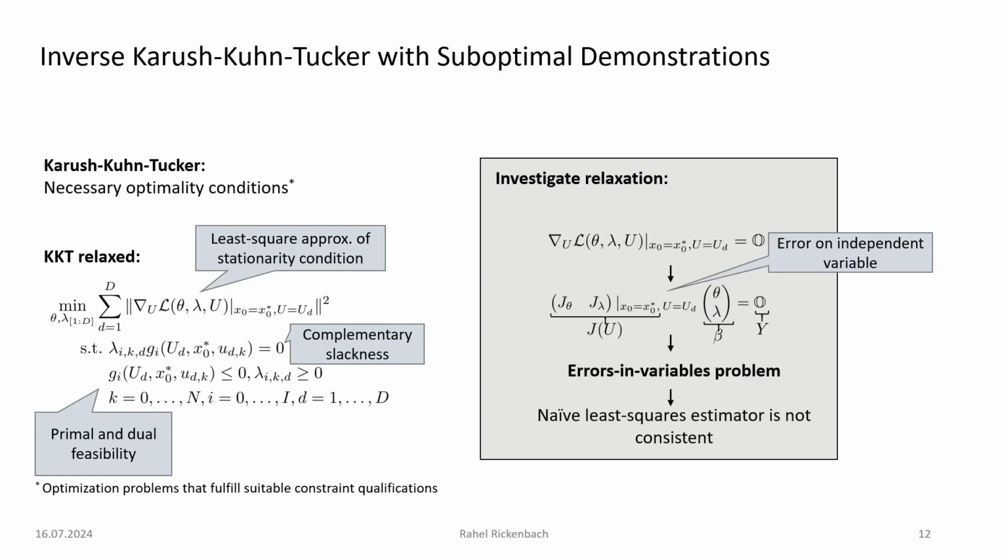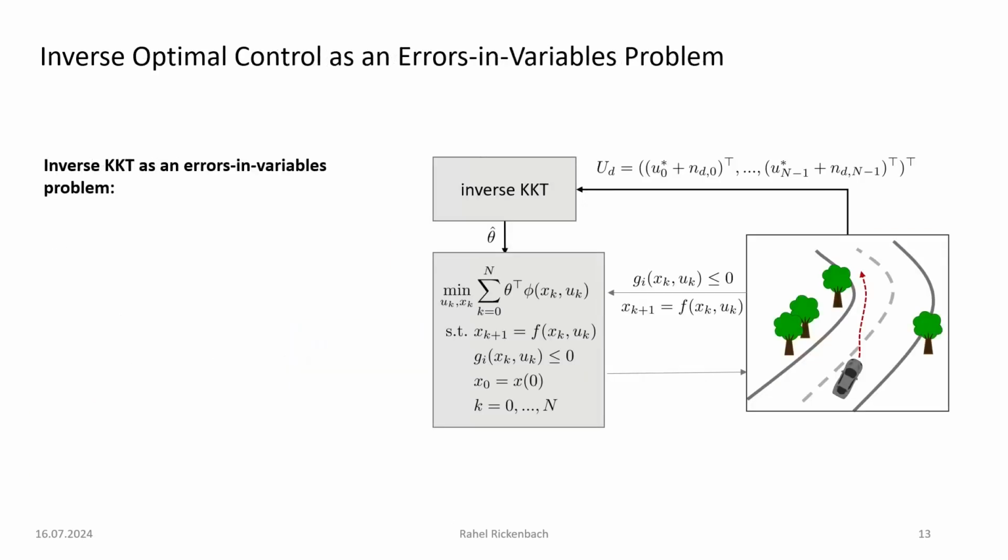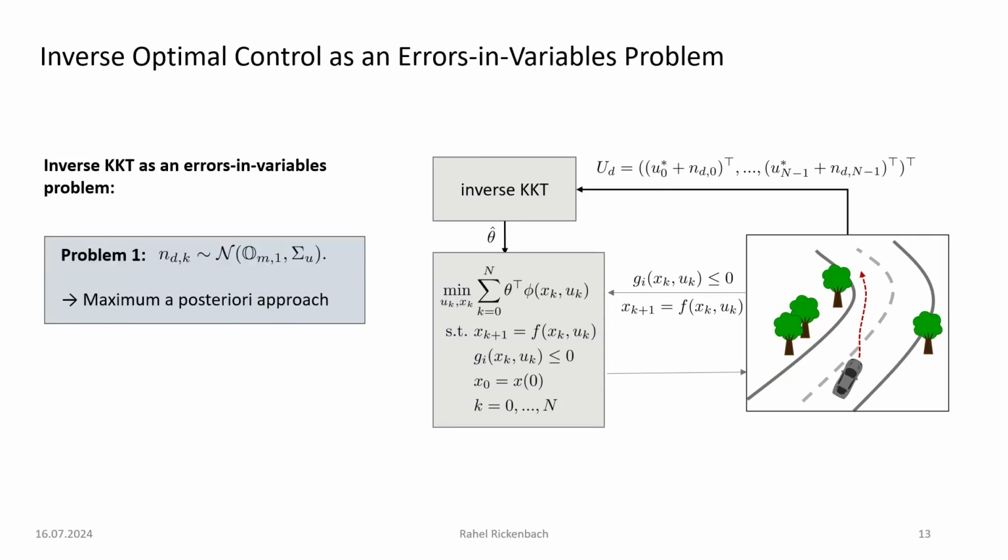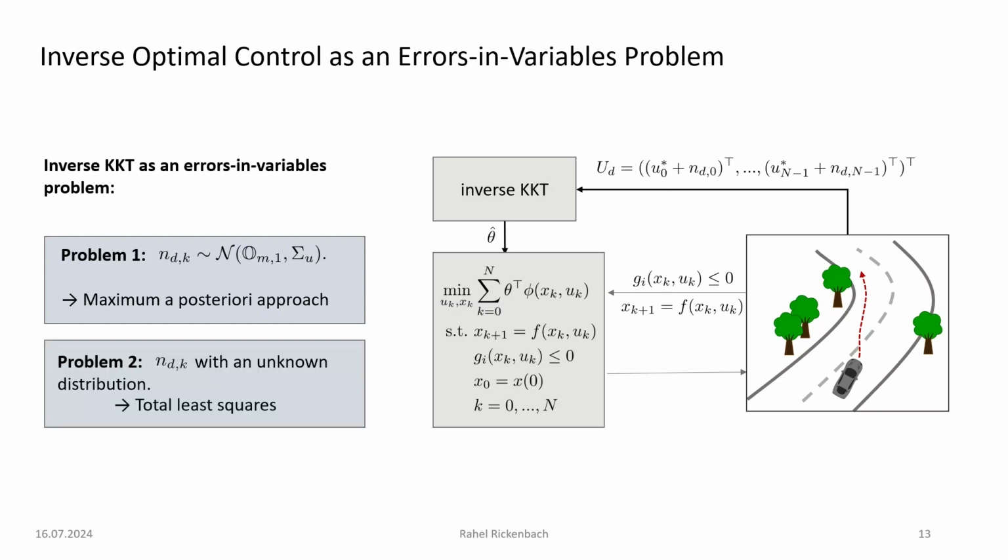So we looked at the inverse KKT estimator as an errors in variables problem, and we considered two different problem classes. The first one is Gaussian additive noise, where we have zero mean but an unknown covariance. And the second problem class also has additive noise with zero mean, but we do not know anything about the distribution.